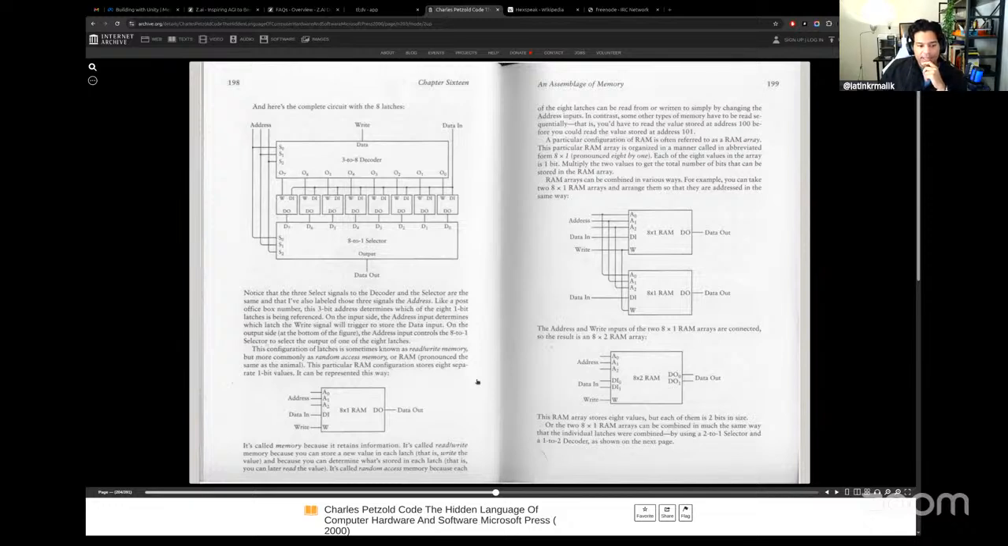This configuration of latches is sometimes known as read write memory. And this is basically what your very first RAM used to look like, a volatile memory store, but more commonly known as random access memory or RAM, pronounced the same as the animal.